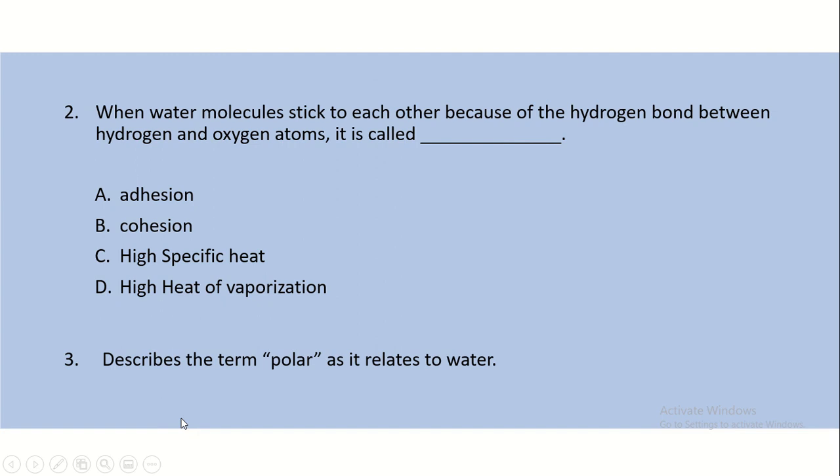For question number 2, when water molecules stick to each other because of the hydrogen bond between hydrogen atoms and oxygen atoms, it is called blank. A, adhesion, B, cohesion, C, high specific heat, and D, high heat of vaporization. And for the last question, describe the term polar as it relates to water.